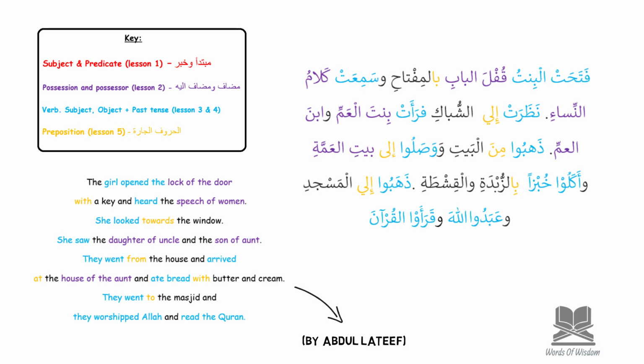The last part is they went to the masjid. So they all dhahabu ila al-masjid. They went dhahabu ila al-masjid and they worshipped. Wa'abadu, they all worshipped Allah, because they are doing the worship that makes them the subject, and the word Allah becomes the object. Wa'abadullaha, and wa qara'u, and they read al-Quran. Al-Qur'ana wa qara'ul Qur'ana.